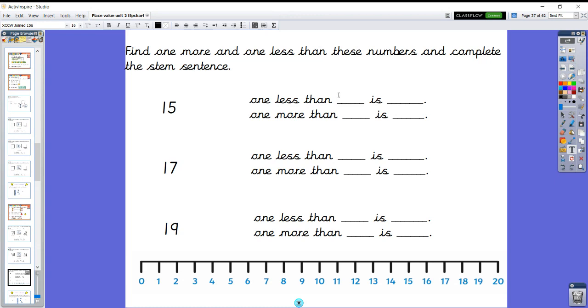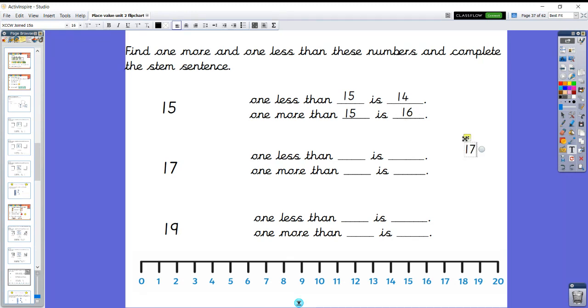Okay, so we know that we can add the number 15 to both of these, because that's the number we started with. So what is 1 less than 15? That's right, it is 14, 1 ten and 4 ones. And what is 1 more than 15? That's right, 1 ten and 6 ones. Brilliant. Okay, next one, number 17, 1 ten and 7 ones.